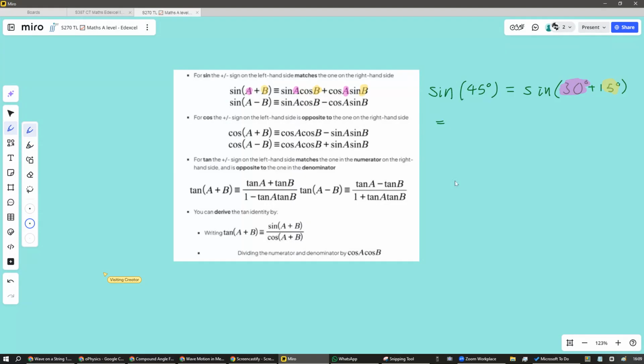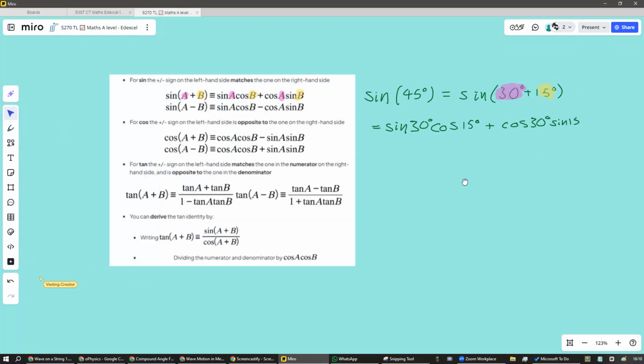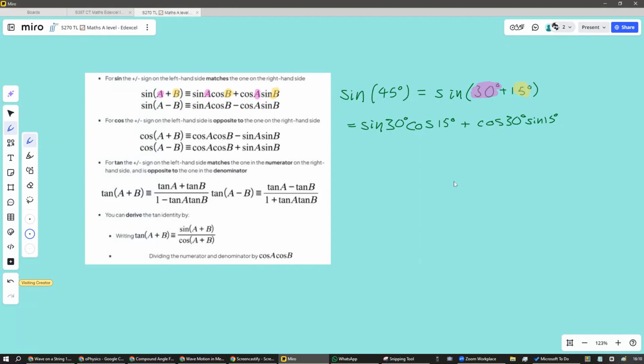So therefore what we're saying is that sine 45 must be the same as sine 30 degrees multiplied by cos 15 degrees, and then plus cos 30 degrees multiplied by sine 15 degrees. That's kind of how you would apply the rule, and if you know the value of one of them, you could, in theory, work out the value of another one, right?